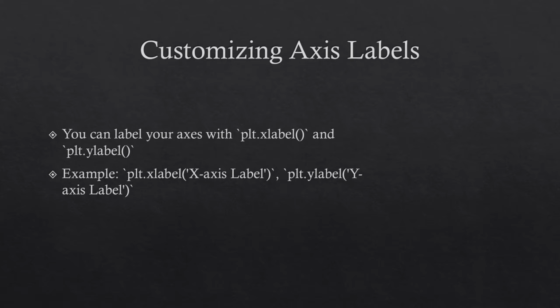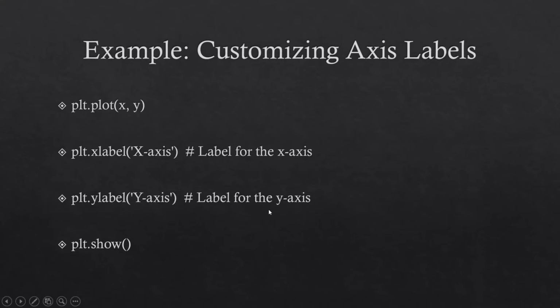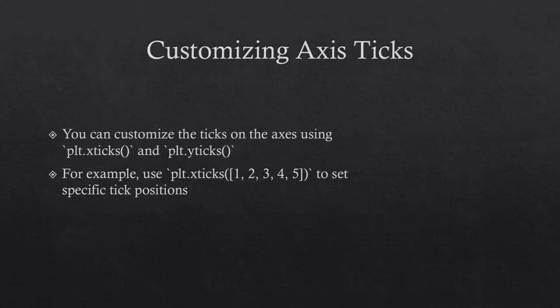Customizing axis labels. You can label your axes with plt.xlabel and plt.ylabel. Example: plt.xlabel x-axis label and plt.ylabel y-axis label. Example: customizing axis label: plt.plot x, y, plt.xlabel x-axis label for the x-axis, plt.ylabel y-axis label for the y-axis, plt.show.